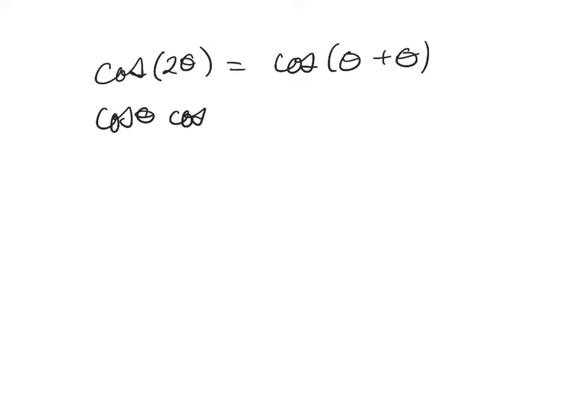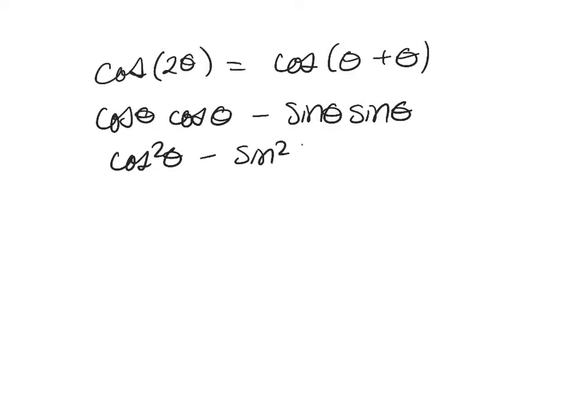If I have the cosine of 2 theta, do you all agree that this is the cosine of theta plus theta? If I have 2 thetas, I have theta plus theta, then I can use the sum or difference. In this case, it'll be the sum of cosine. So it'll be cosine of my first angle multiplied by the cosine of my second angle, minus the sine of my first angle multiplied by the sine of my second angle. Notice my angles are the same, so it's theta, theta. This becomes cosine squared theta minus sine squared theta.